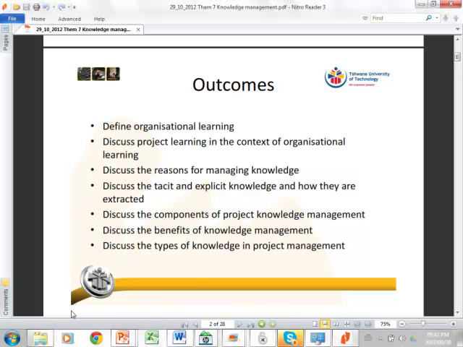Okay, so project knowledge management. The outcomes are you need to be able to define organizational learning, discuss project learning in the context of organizational learning, discuss the reasons for managing knowledge, discuss the tacit and explicit knowledge and how they are extracted, discuss components of project knowledge management, discuss the benefits of knowledge management, and then also the types of knowledge in project management. Okay, so those are the topics that we will be covering tonight.